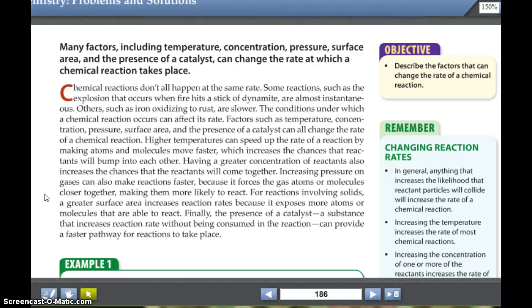For reactions involving solids, a greater surface area increases reaction rate because it exposes more of the atoms or molecules to be able to react, because there are more edges. Finally, the presence of a catalyst, a substance that increases reaction rate without being consumed in a reaction, can provide a faster pathway for reactions to take place.